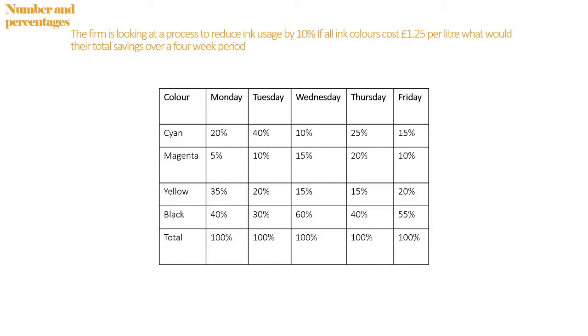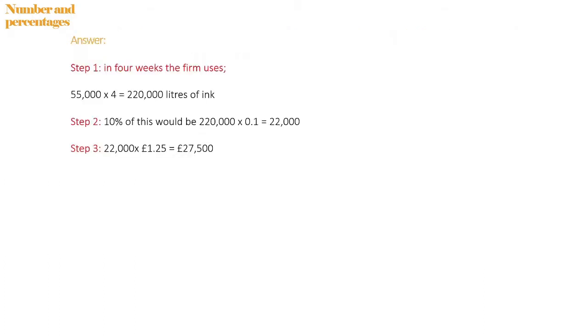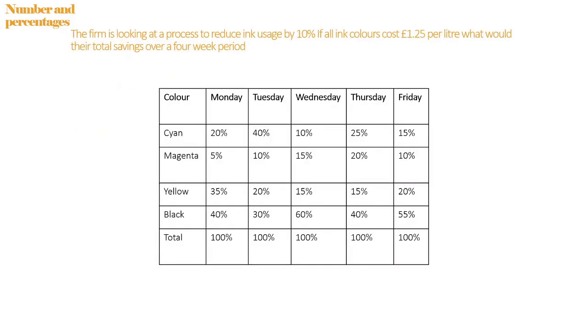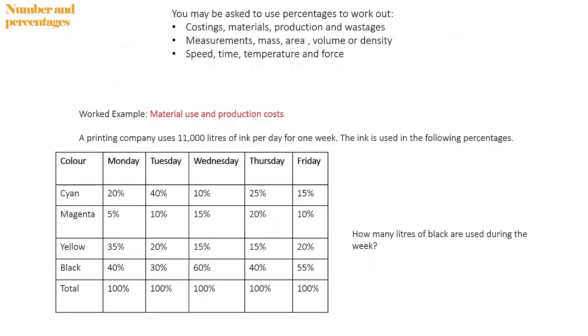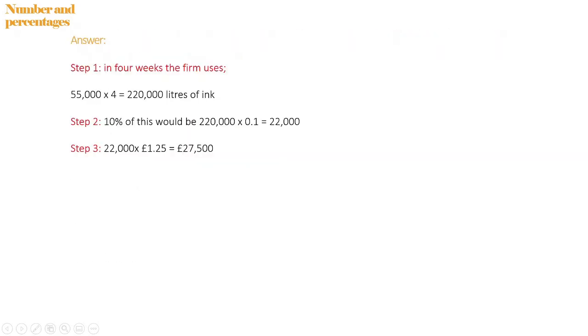So again, I'm going to flip-flop between the two and we'll see what's going on. So in 4 weeks, the firm uses 55,000 litres. So where have we got that from? Well, if you remember all the way back originally, they said that they would use 11,000 a day. So that was right at the beginning, flip-flop all the way back. Yep, so it says 11,000 a day. And then obviously a 5-day working week. So that gives you 55,000. So for 4 weeks, times that by four gets you 220,000 litres of ink over a 4-week period.